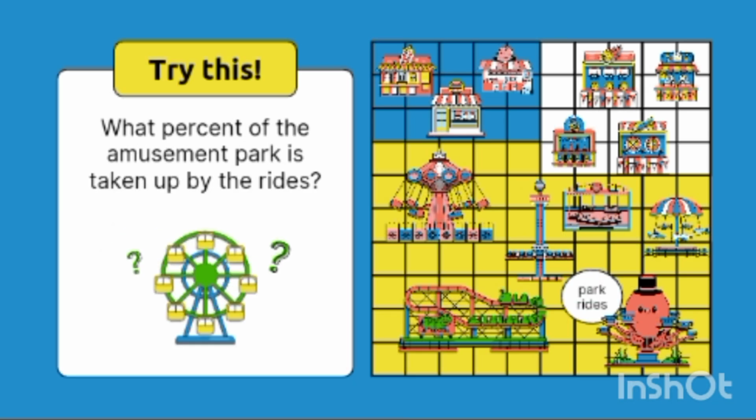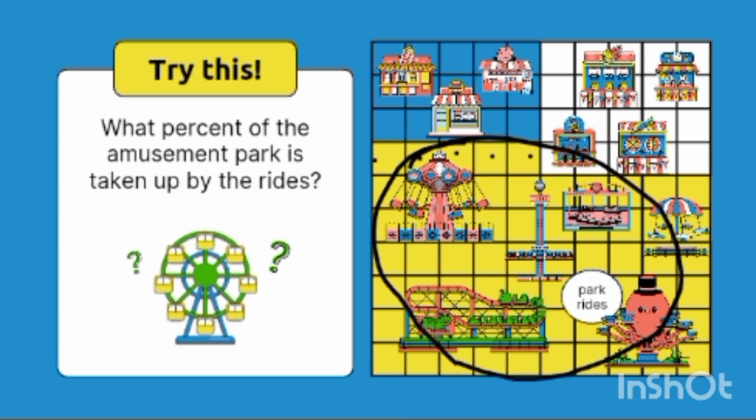What percent of the amusement park is taken by the rides? Let's check this one. In this we have 1, 2, 3, 4, 5. First of all, we need to find how much of the park, as a decimal, is taken by the amusement park rides.